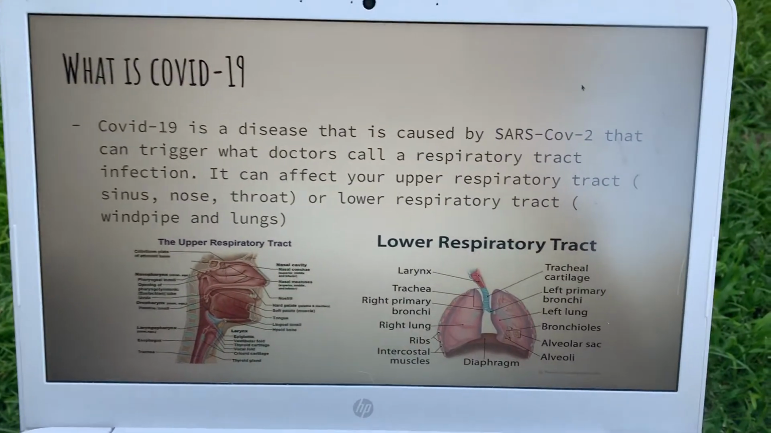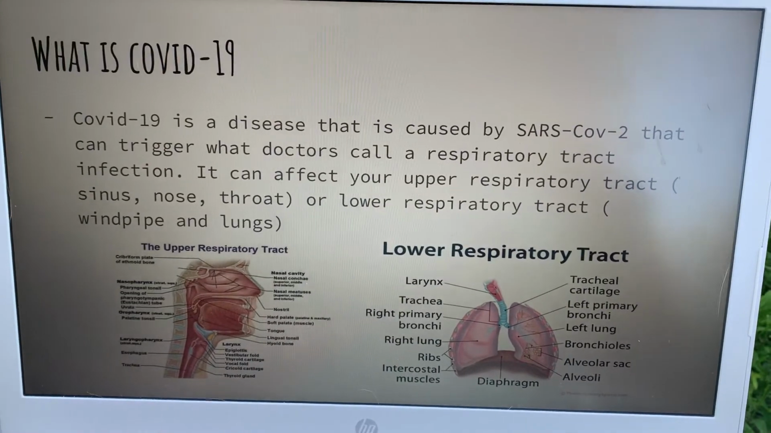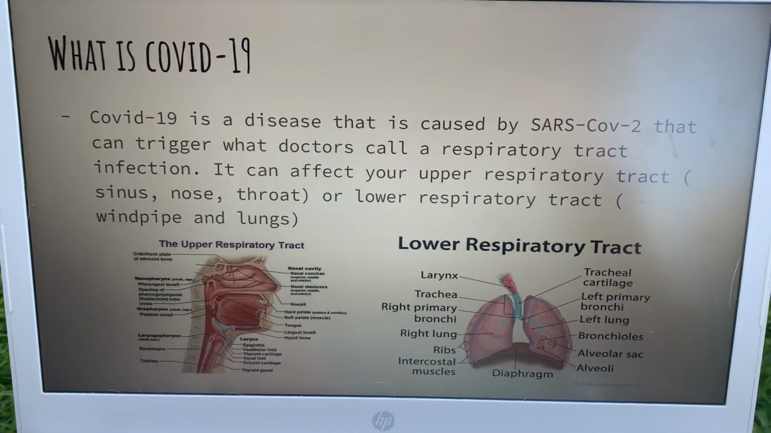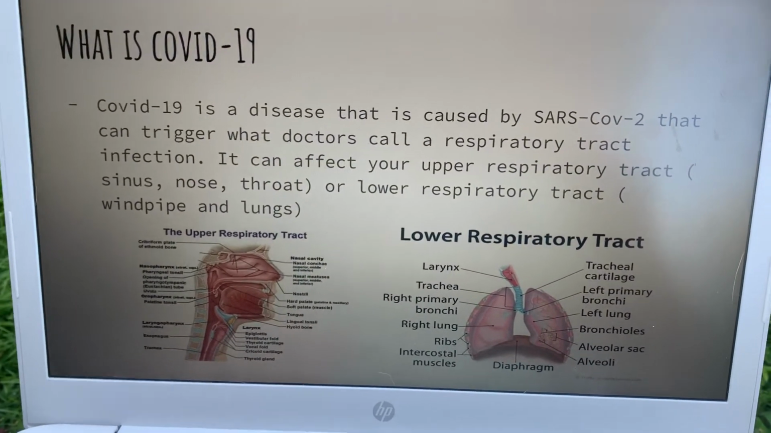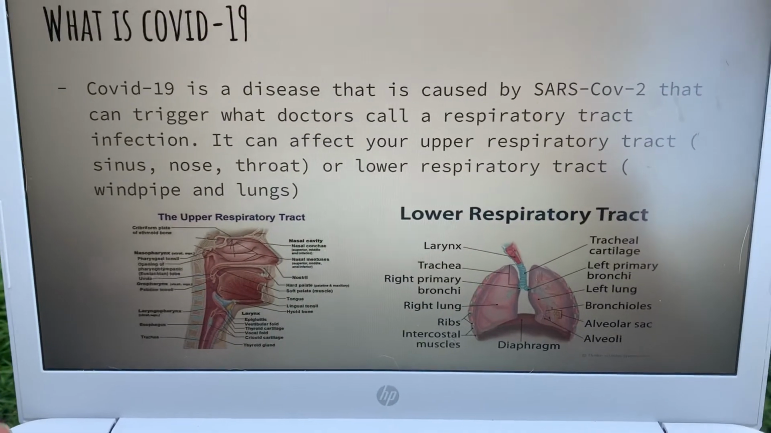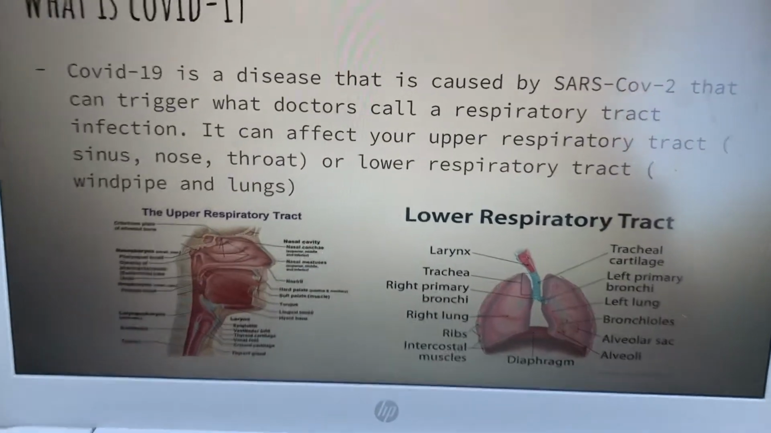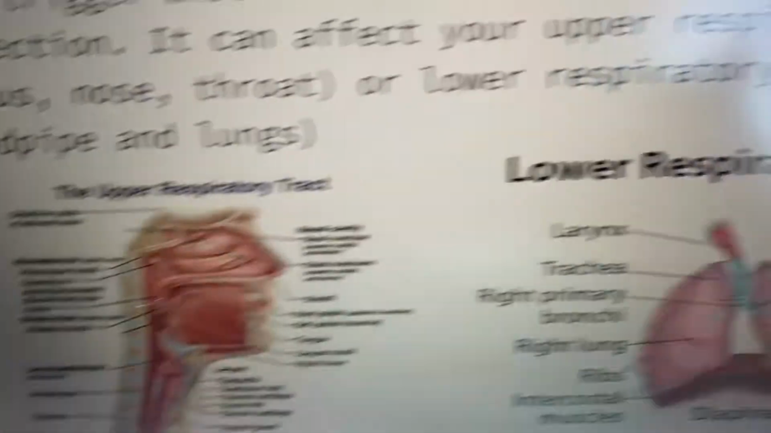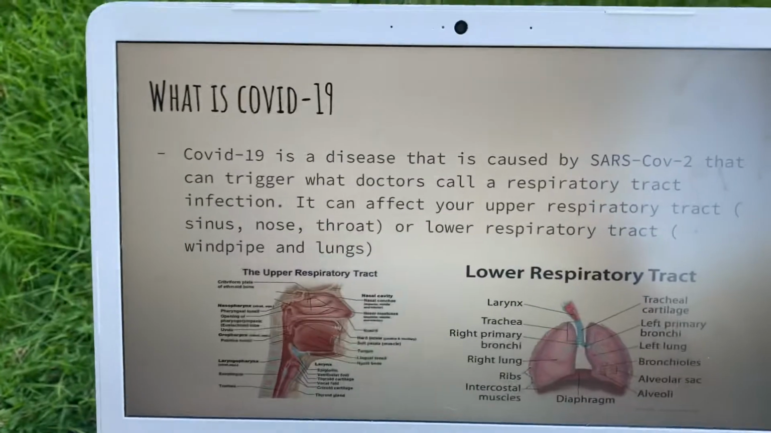So first off, what is COVID-19? COVID-19 is a disease that is caused by the SARS-CoV-2 virus that can trigger what doctors call a respiratory tract infection. It can affect your upper respiratory tract, which is your sinuses, your nose, and your throat, or your lower respiratory tract, which is your windpipe and your lungs. As you can see from my pictures, I put the upper respiratory tract and the lower respiratory tract just to help people better understand.